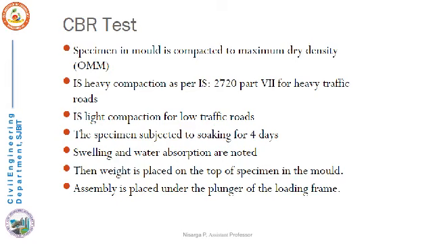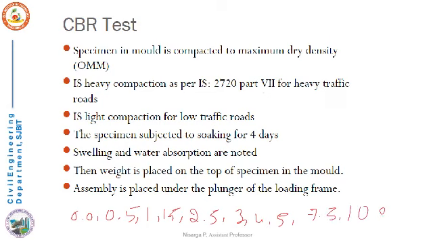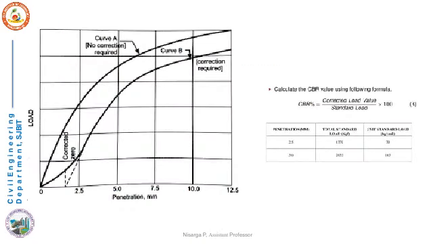After that, the specimens are placed under the plunger of the loading frame, and we measure the load value corresponding to penetrations of 0, 0.5, 1, 1.5, 2.5, 3, 4, 5, 7.5, 10 and 12.5 mm. After the completion of the test, the load penetration graph is plotted, taking the penetration value on the x-axis and the load value on the y-axis.